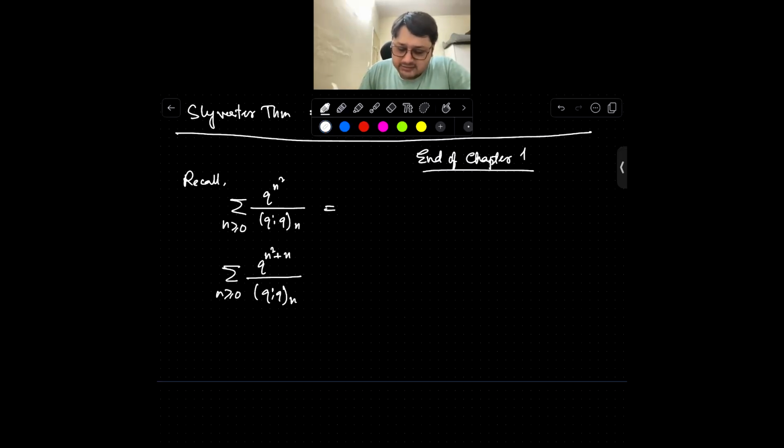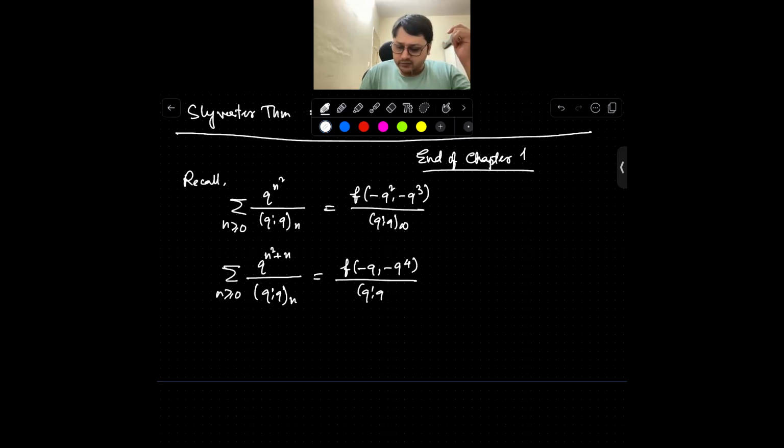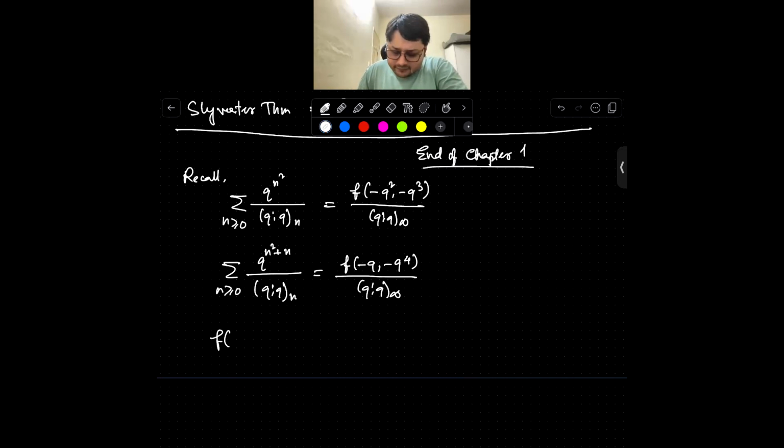I'm going to write down the product side, but I'm going to use Ramanujan's theta functions. So this is going to be equal to f of minus q square, minus q cube, divided by q infinity, and the second one is going to be equal to f of minus q raised to the power 4, q infinity. If you want to see why this is true, actually we can do it. Let's recall Jacobi's triple product identity because we are going to use it.